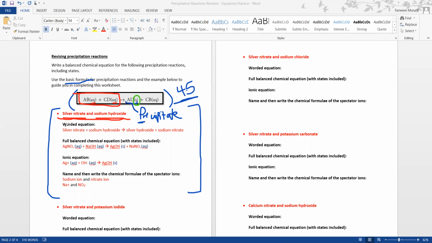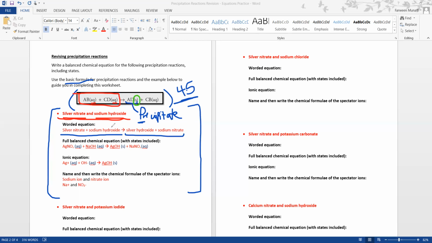So first we've asked you to write a worded equation. What does that mean? That means that you're literally just writing in words. You're not putting any chemical symbols here, just the words alone. So what you're going to write now is silver nitrate and sodium hydroxide. That's already given to you. Now you're going to predict this. This was not given to you. This is something we had to figure out for ourselves.